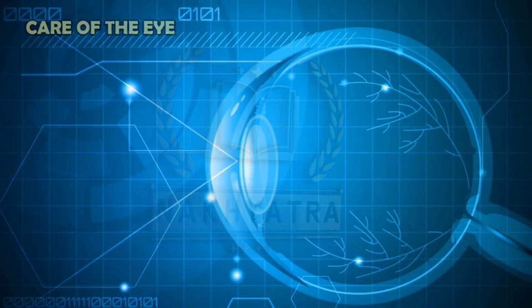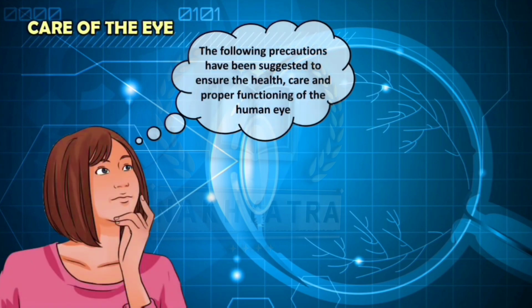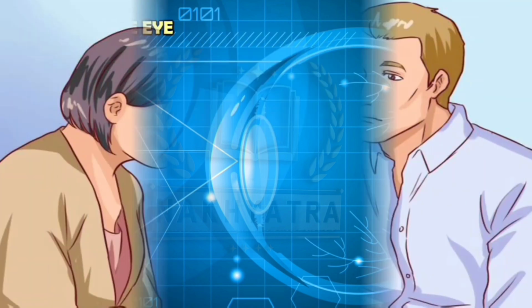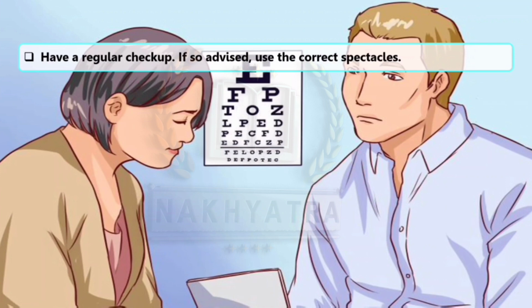Now let us see how to care of the eye. The following precautions have been suggested to ensure the health, care and proper functioning of the human eye. So see, the first precaution, have a regular checkup. If so advised, use the correct spectacles. So we must always have a regular checkup of our eyes, and if the doctor advises to use the correct specs, then we must always use it.